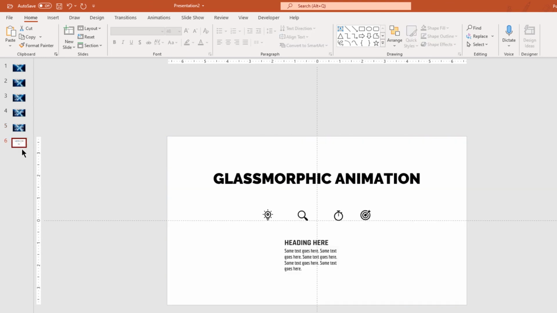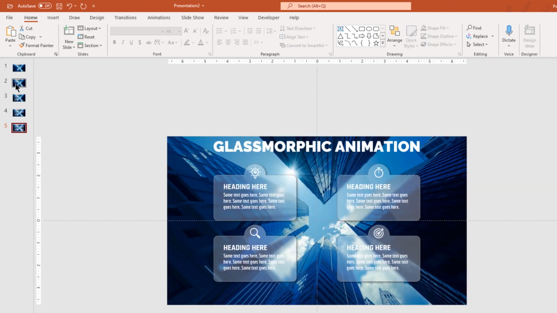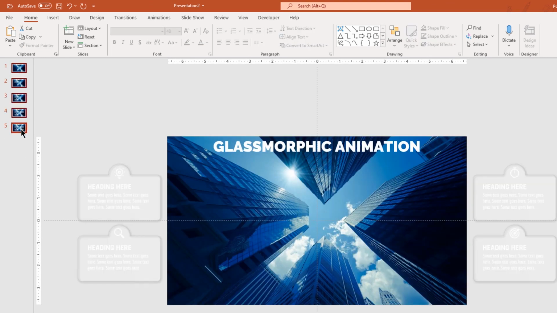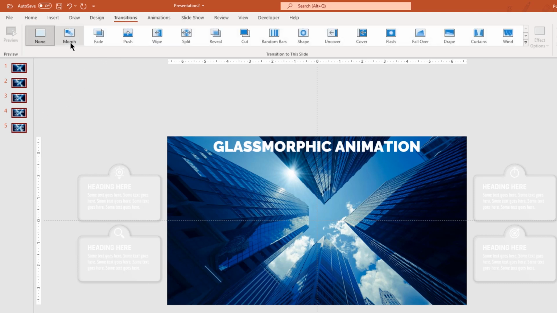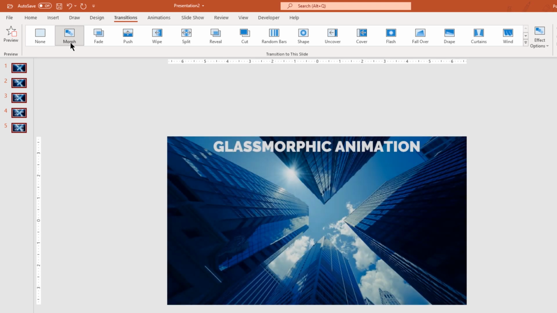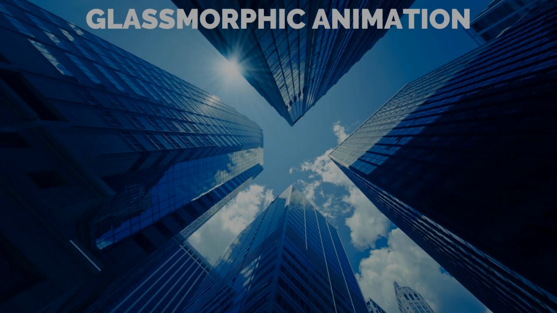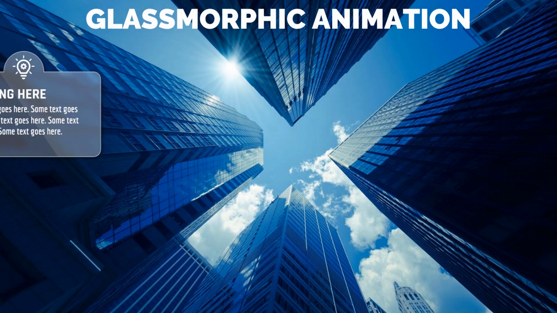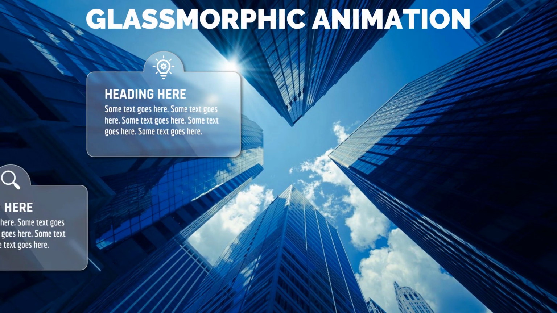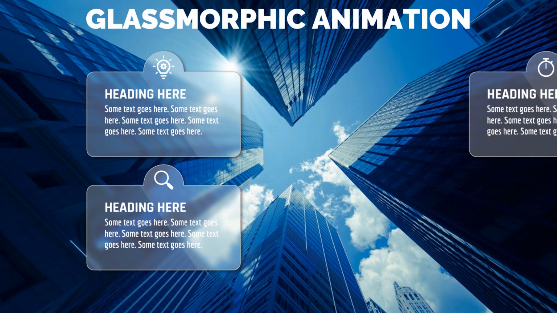So now it's time to see the magic of morph transition. Select all the slides, go to transition and then apply morph transition. As we know, morph transition will animate the position change between any 2 slides. We will get this beautiful animation as an end result.